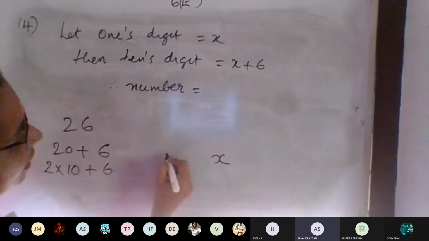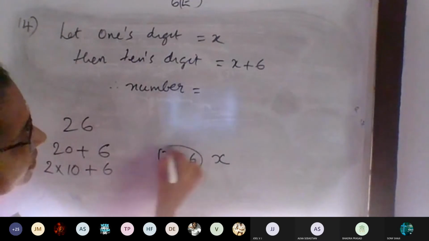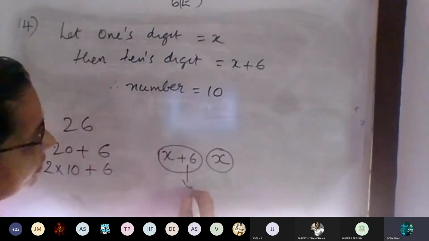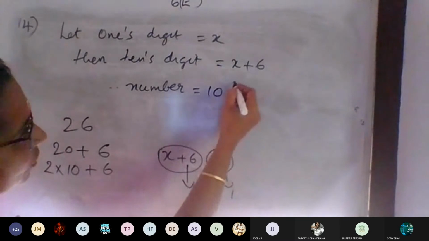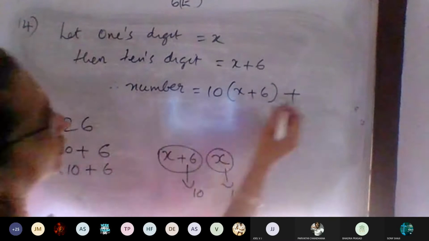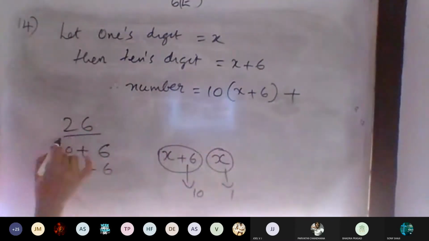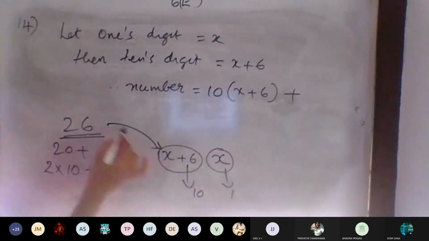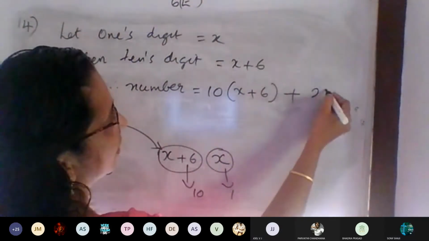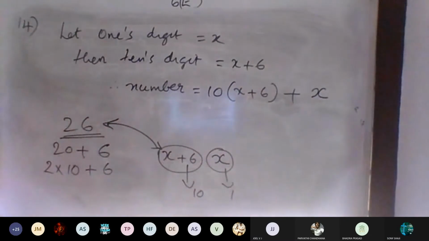x in the ones place, into 10's place, 1's place, 10's place. x into 10 plus 6. So 10 into x plus 6, this is in the tens place and this is in the ones place. So 10 into x plus 6 plus what? In 26, plus x. The ones place has x only, and the tens place has x plus 6.